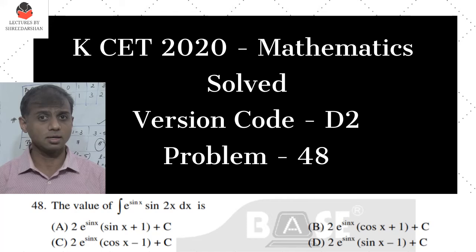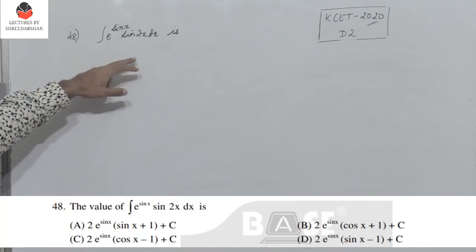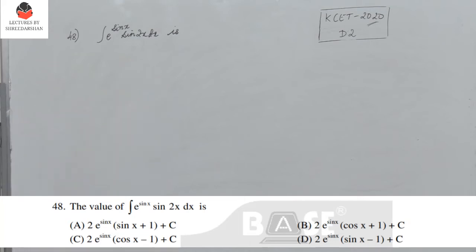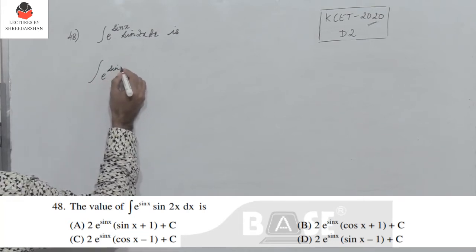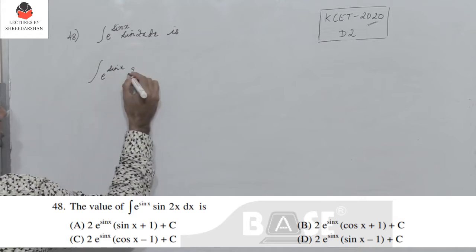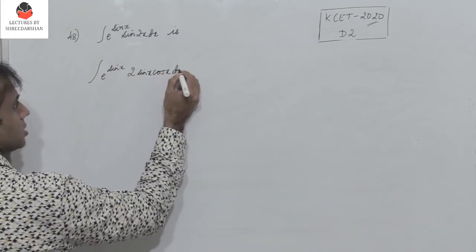So problem 28, we need to find the integral of e power sine x into sine 2x dx. So we need to find the right answer. So here I have e power sine x. So let me expand sine 2x. So we know that sine 2x is 2 sine x cos x dx.